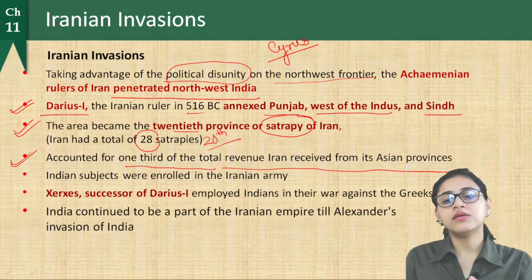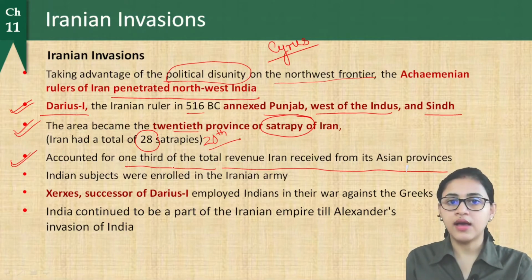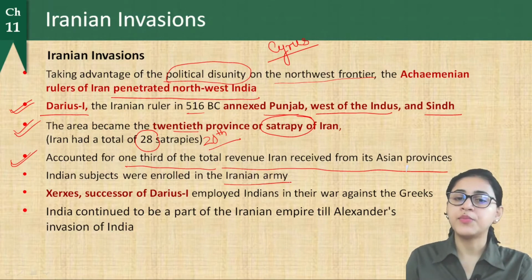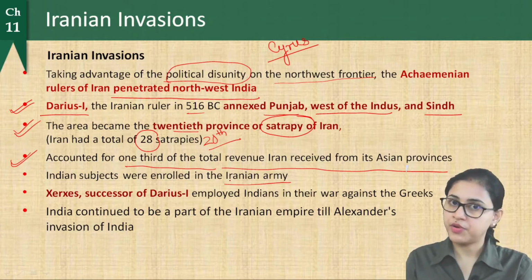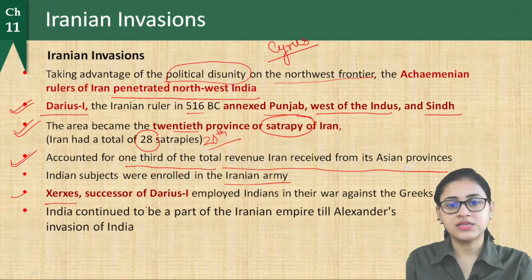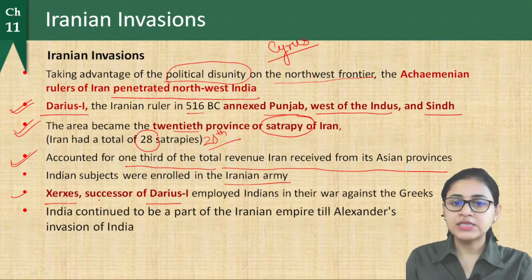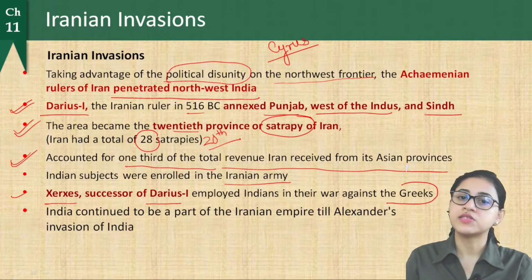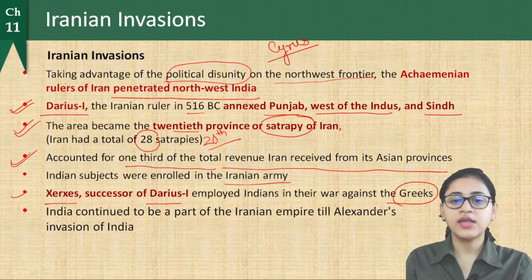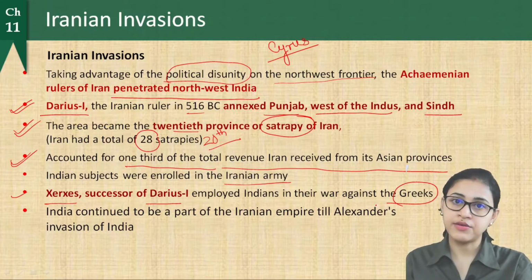Now, after annexing these areas of India into the Achaemenid Empire, the Indian subjects were also enrolled in the Iranian army in their wars against other provinces. For example, we have Xerxes, who was a successor of Darius I. Xerxes employed the Indians in his war against the Greeks. So Indians were again employed in Iranian wars with their other rivals.